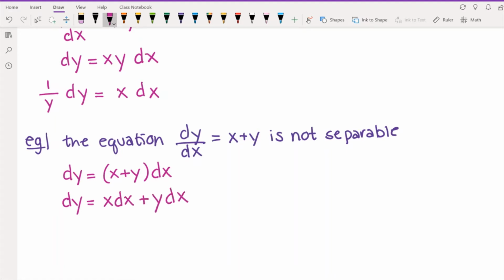And so the issue is that there's basically no way to get the y onto the other side without bringing this dx along with it. And so we're not ever going to be able to get it to look like the one above it. So it's not separable.